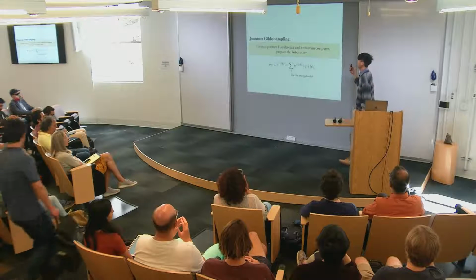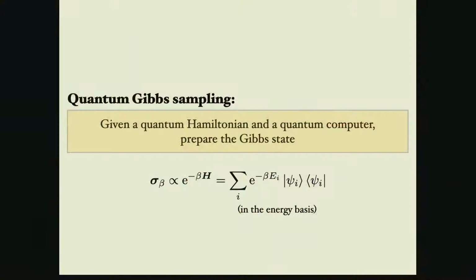The main task of interest is quantum Gibbs sampling. You're given a quantum Hamiltonian and a quantum computer, fully fault tolerant, and your task is to prepare the Gibbs state on your quantum memory. This is perfectly well defined. The Gibbs state is a quantum state that's an incoherent mixture of the energy basis states, weighted according to the Boltzmann weight, which is exponential minus beta E.